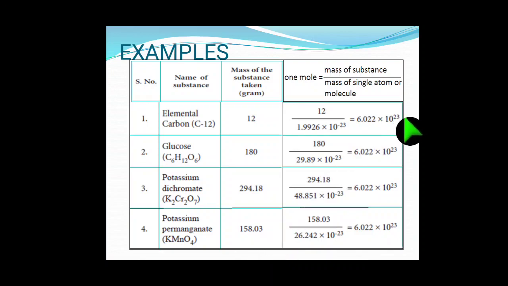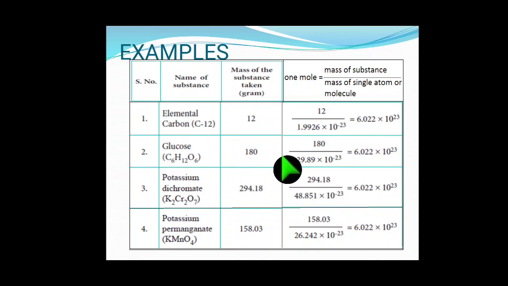Okay, how to calculate the 1 mole? Actually, in the numerator, mass of the substance, 12 gram, divided by mass of single atom of carbon, that mass 1.9926 into 10 to the power minus 23, equal to 6.022 into 10 to the power 23, 1 mole.